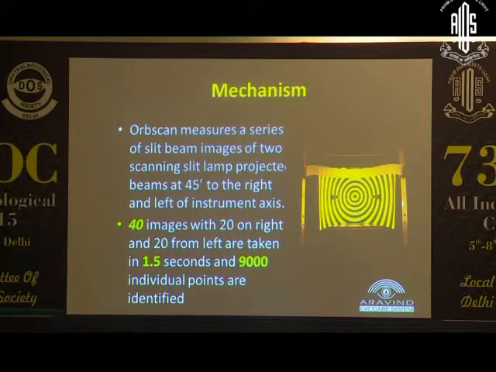So the mechanism is that it measures a series of slit beam images from two scanning slit lamp projecting beams at about 45 degrees to the right and left of the instrument axis. So 40 images are taken, 20 on the right and 20 on the left, which are captured in 1.5 seconds, and about 9,000 points are identified and evaluated.